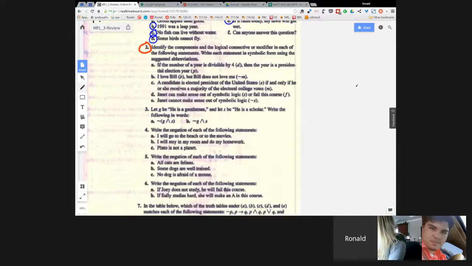Okay, good. All right, so part A: if the number of a year is divisible by 4, which they're abbreviating as D, then the year is a presidential year, P. So that's just if D, then P. All they want you to do is take the letters that they suggested and connect them with the proper connection. And in this case, it's an if-then, so we had to use the arrow.